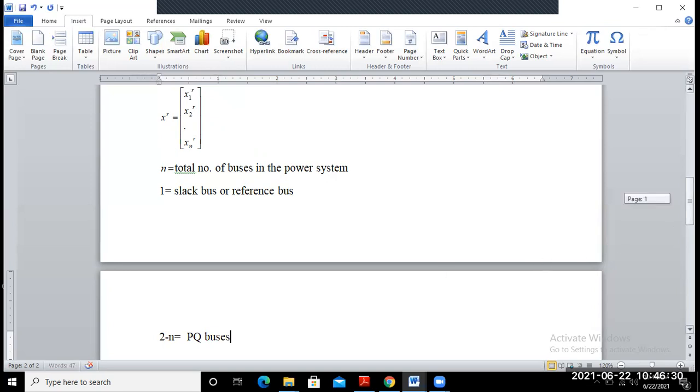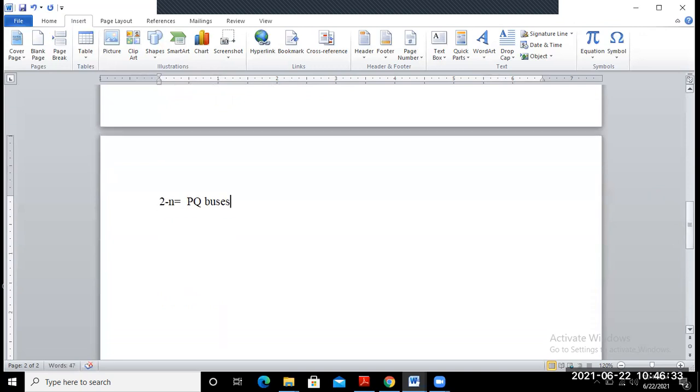Already we have classified the types of buses: PQ buses and slack bus, load bus, generator bus and voltage control bus. Okay. So in PQ buses, P and Q are specified, only two quantities. That means the magnitude of the voltage and the phase angle we require to find out. Okay. So try to convert this equation. How can we find the variables?